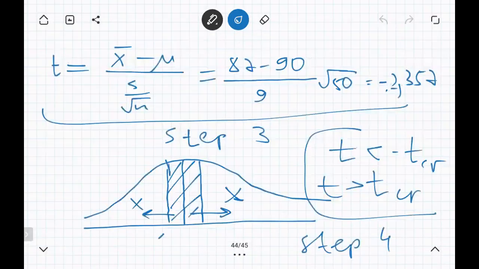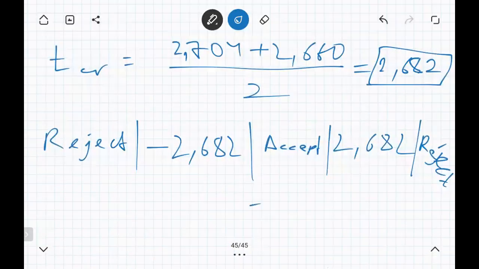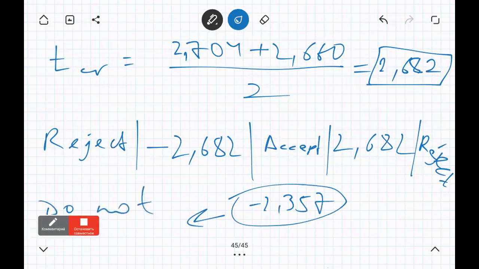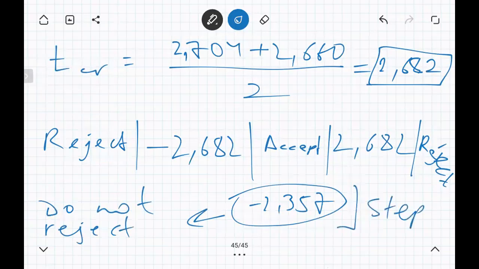Okay, so let's look up. Our t-score is minus 2.357. It's inside, it's not in the rejection range. And that means that we do not reject our null hypothesis. So we made a decision. That's our step 5. We don't reject the null hypothesis.